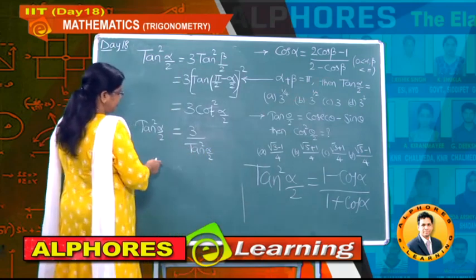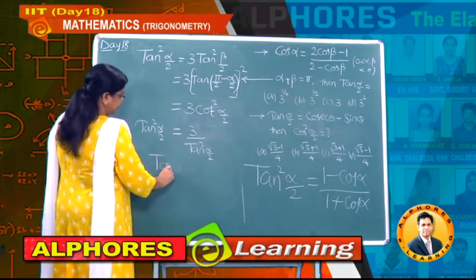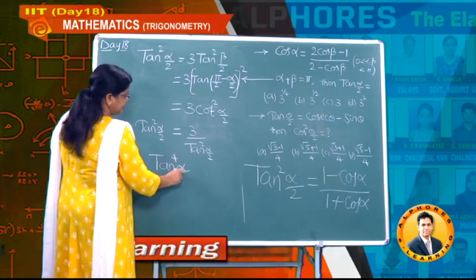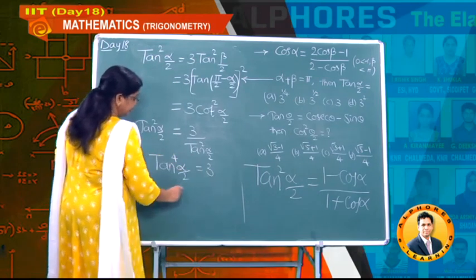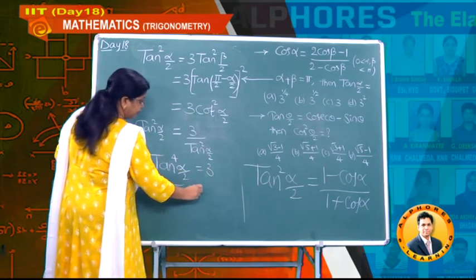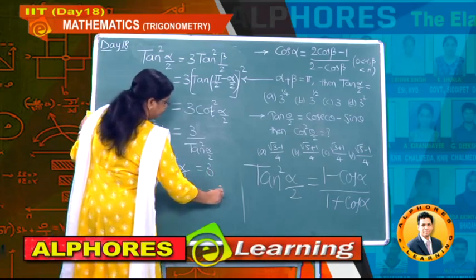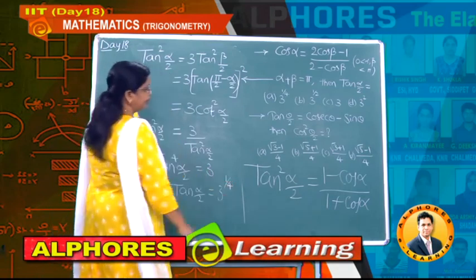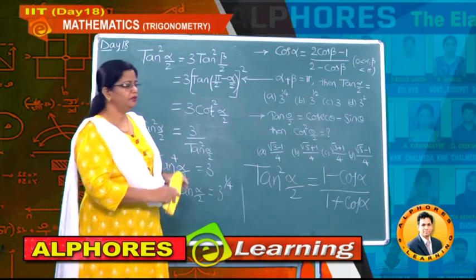Therefore let us do cross multiplication here. Tan to the power of 4 alpha by 2 is how much, students? 3. And hence tan alpha by 2 equals, what is this value? 3 to the power of 1 by 4. Okay. So in this way you can solve the problem.